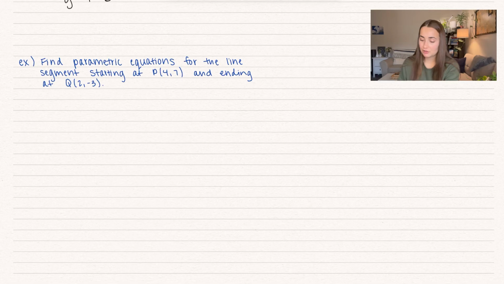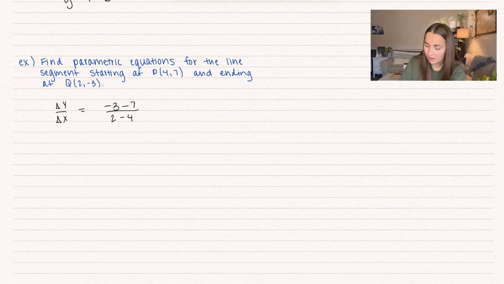Now we want to find parametric equations for the line segment. So this is starting at the point P (4, 7) and ending at Q, which is (2, -3). So we do have a start and an end. First, let's go ahead and find the slope. The slope is change in y over change in x. -3 minus 7 over 2 minus 4. So that is equal to -10 over -2. Now I'm going to keep the negatives in there just so we can keep the orientation. You could also reduce this to -5 over -1, whatever you want. So b is equal to -5, a is equal to -1.